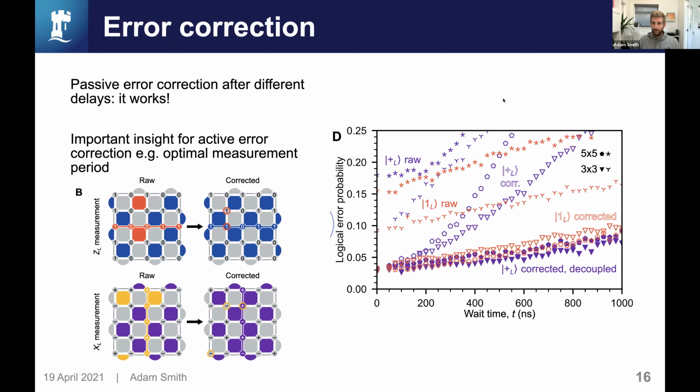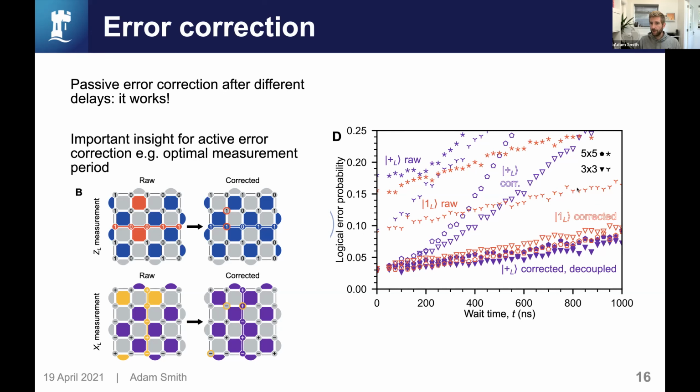Now, on the right, we have a whole load of data. Let me try to focus your eye on some of it. If you look at these 3-pointed stars, this is what would happen if you started in the 1 state and left it for a certain amount of time. What is the probability that you make an error? Even if you wait for no time, you get something like a 10% error here.